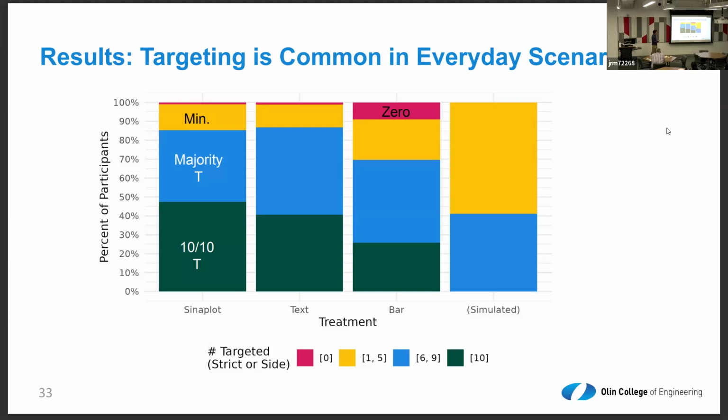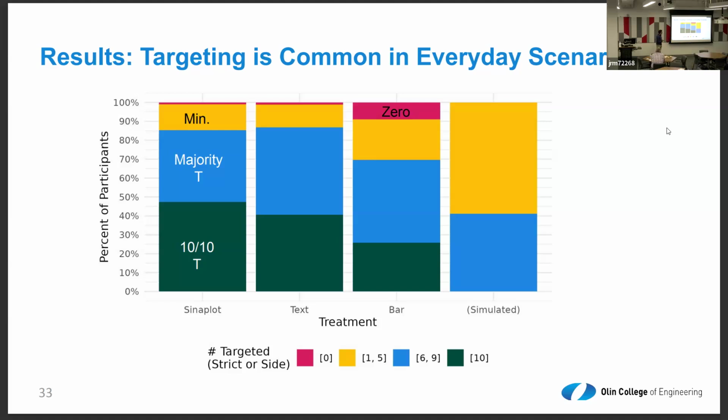Green here is showing you all of the participants who got 10 out of 10 correct. They aced this. This blue bar over here is showing participants who got a majority of them correct, anywhere between 6 and 9. Yellow is where they got a minority correct, so anywhere between 1 and 5. And then red is where they got 0. So some things that we note, this 10 out of 10 performance is decreasing as we go from sina plots to text to bar. That actually conforms to our expectations that participants tended to do best when provided with more information, tended to do worse when we gave them bar charts.